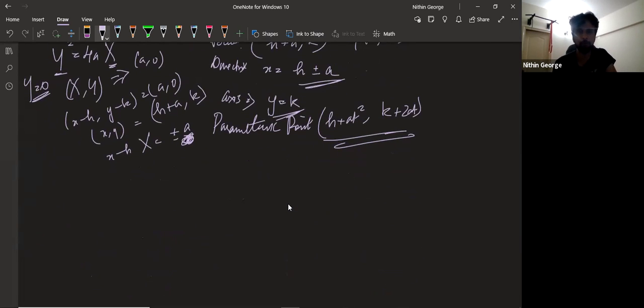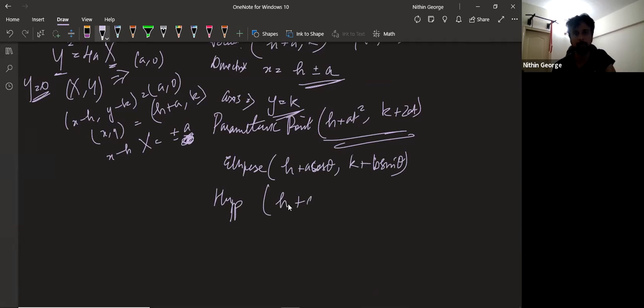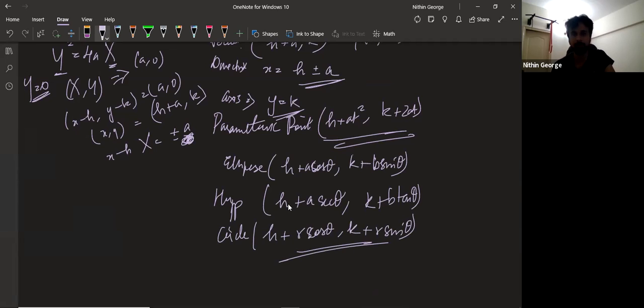All right. So the parametric point for an ellipse will be h plus a cos theta, k plus b sin theta. For a translated hyperbola, it will be h plus a sec theta, k plus b tan theta. For a circle, the parametric point, we learned it yesterday: h plus r cos theta, k plus r sin theta. I hope this was clear to everyone.